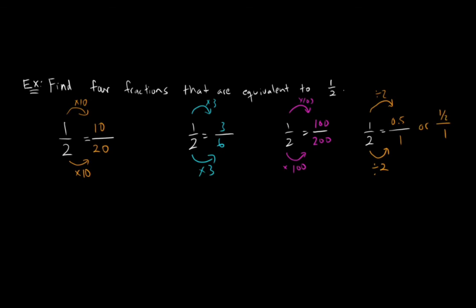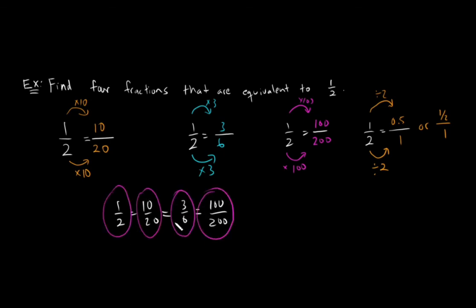But just remember, to find other equivalent fractions, you just have to multiply the numerator and the denominator by the same number, and also divide the numerator and denominator by the same number. And that should give you a new equivalent fraction. So in this case, 1/2 is equivalent to 10 over 20, 3 over 6. All these are equal. You can take any of these and replace them with any of the other ones. So if you don't want to use 1/2, you can use 3/6. If you don't want to use 100 over 200, you can use 1/2. All of these mean the same thing. They're all equal to each other, all equivalent.